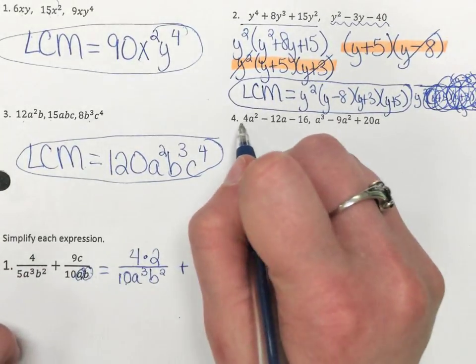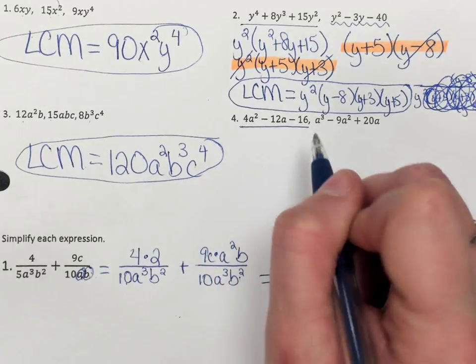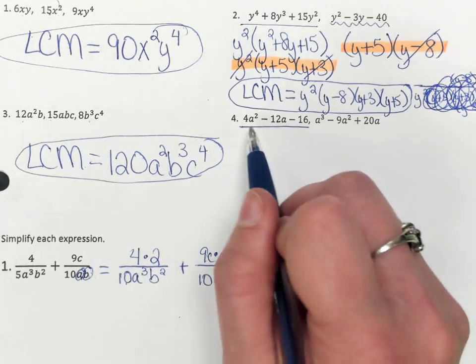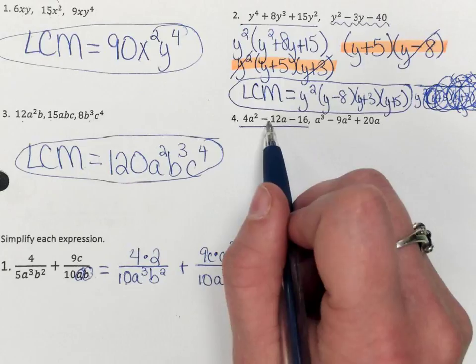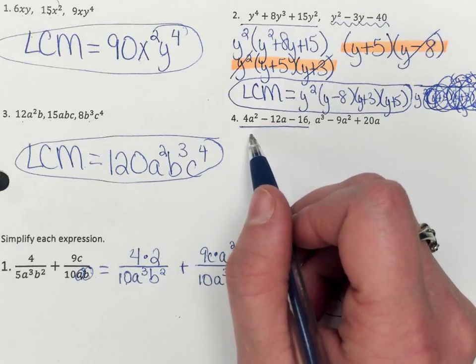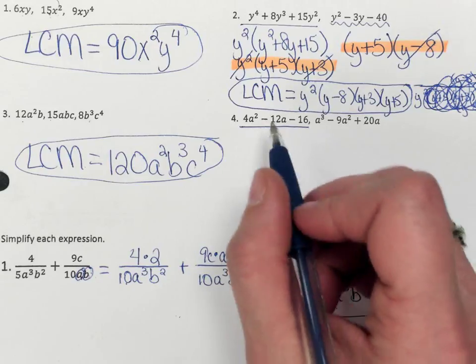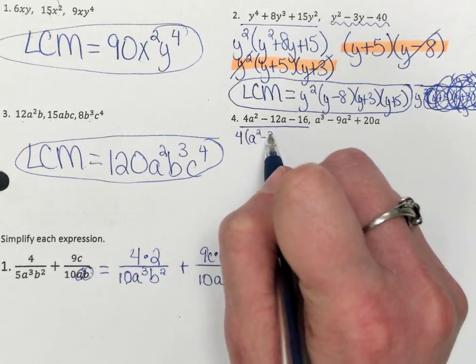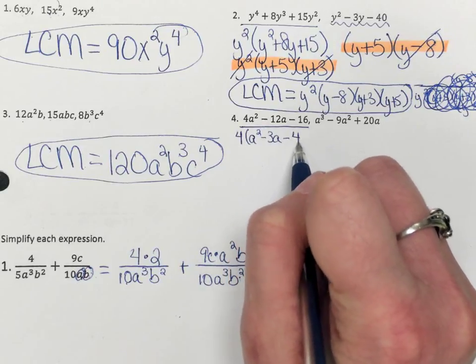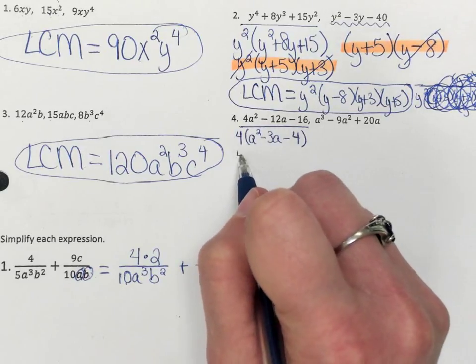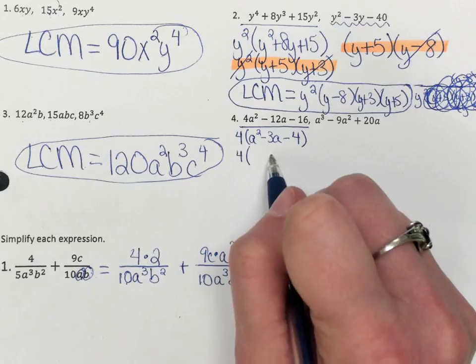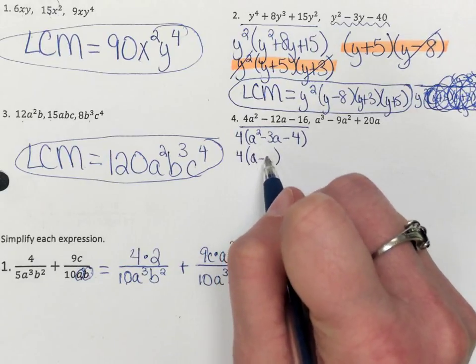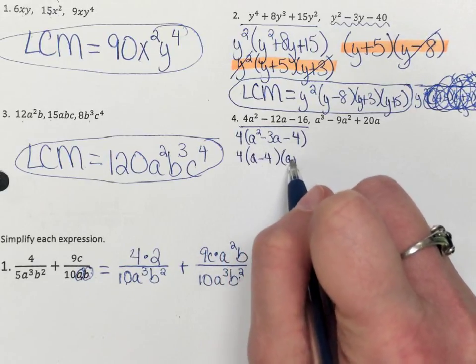All right, what about number 4? So let's do this one first. Look, this is what y'all did yesterday on your homework. A lot of y'all were trying to factor this before pulling out the GCF that it had. Pull that GCF out first, then try to factor. So what do they have in common? 4. Then it would be a squared minus 3a minus 4. And what are the factors of 4 that add or subtract to be 3? Negative 4, positive 1, you said? Very good.